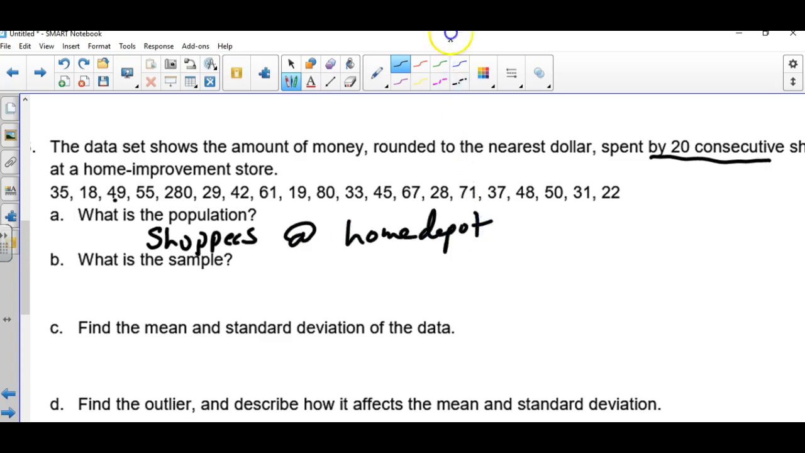Now we have to ask, what is the sample? Well, the population is the shoppers at Home Depot, and the sample is going to be the 20 consecutive shoppers. Let me make that a little bigger.